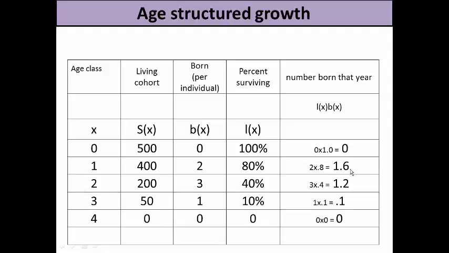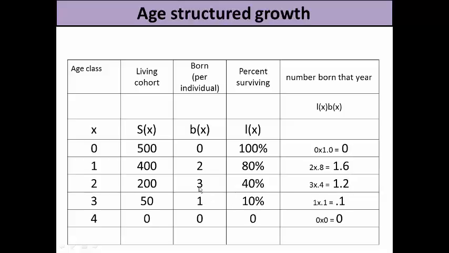And so you can see that this number is less than the 2, and that's because not all 500 are alive. Only 400 of the 500 are alive. What this number actually represents is how much this particular age class is contributing to the population growth of the population. And so it's not 2, right? It's actually less because some die.